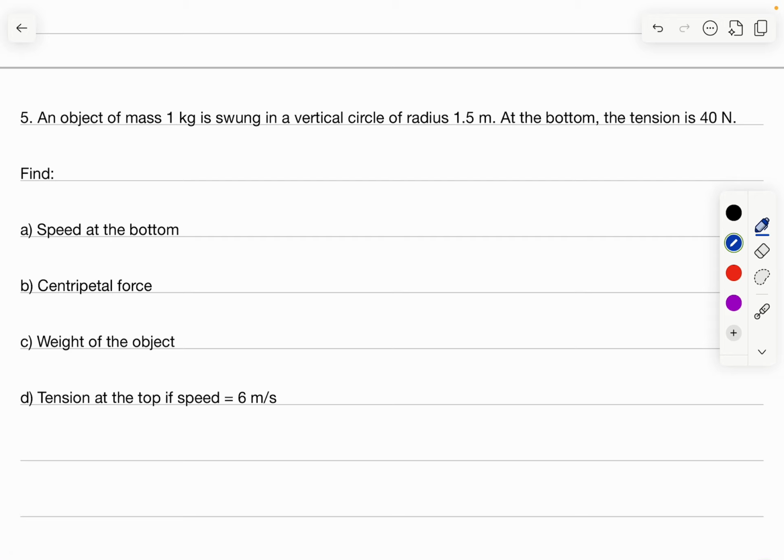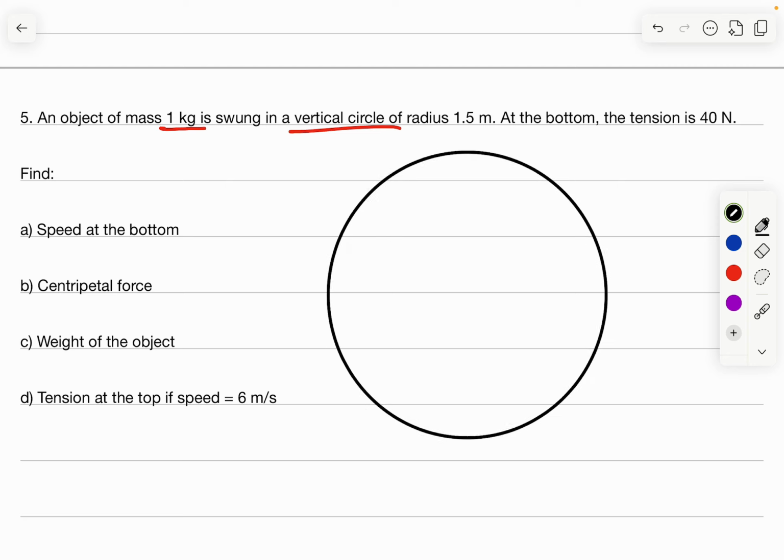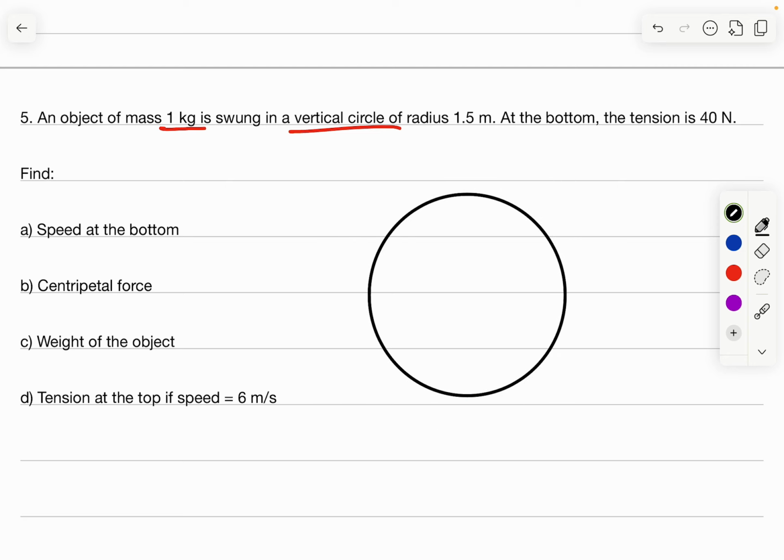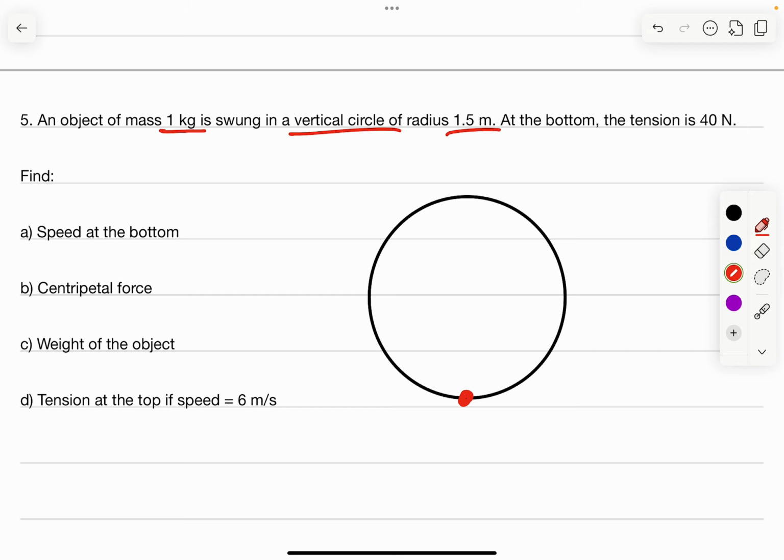An object of mass 1 kilogram. Things are going to be simple there. When I see 1 kilo, I know things are going to be simple for me. So the 1 kilogram swings in a vertical circle. Key point: I'm drawing my vertical circle now. A radius of 1.5 at the bottom. At the bottom is here. The radius starts from here to here. The radius is 1.5.